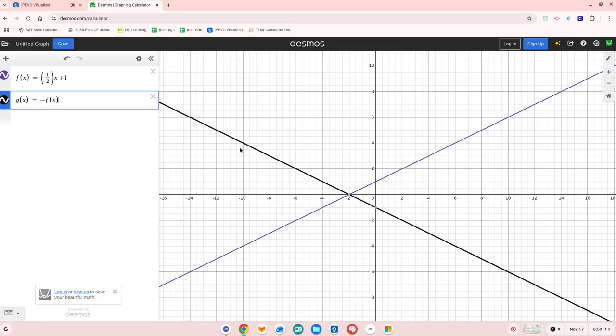Like this point here flipped down to here. It flipped over the x-axis. And this point here flipped up to here. It flipped over the x-axis. So this would be a vertical reflection.